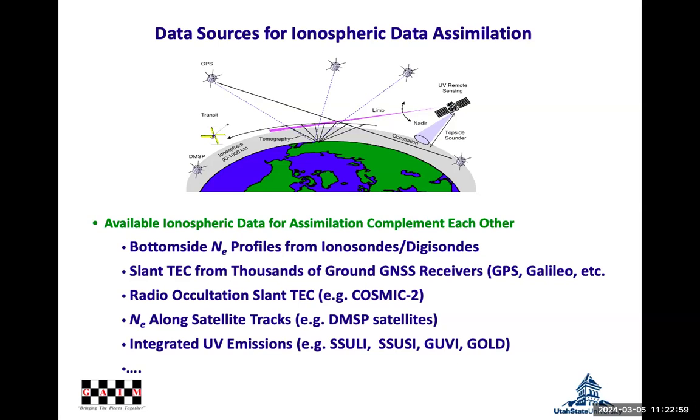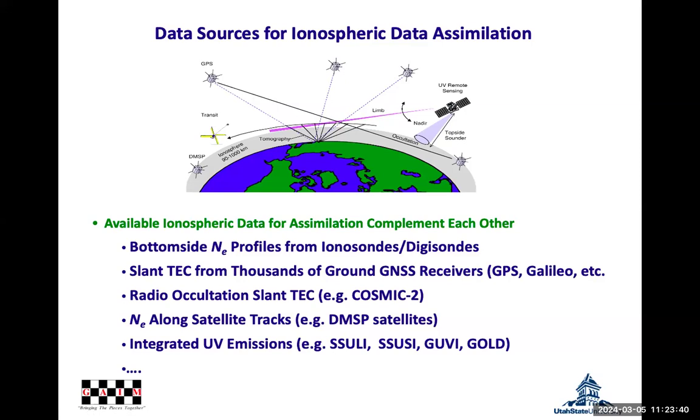So that's, for example, used for bottom side electron density profiles from ionosondes or from digisondes, where we send a radio wave up into the ionosphere and we measure what comes back, and we can infer from it what the electron density profile is. Also very important, if we have a receiver on the ground looking at a GPS satellite, for example, or a Galileo satellite, or more generally GNSS satellites, we can infer slant TEC, the total electron content between the receiver and the transmitter.